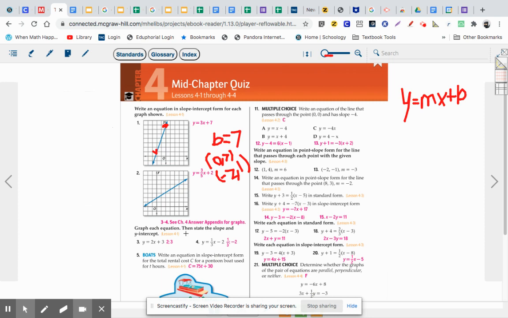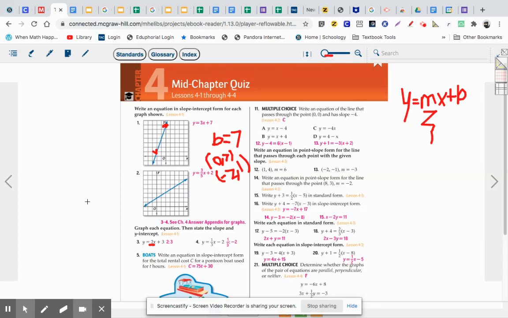Let me move on to this next section. It says 3 through 4, see chapter 4, answer appendix of the graph. No worries about that, because we can graph or know what the graph should be. It says graph each equation, then state the slope and the y-intercept. Because this equation is in slope-intercept form, I know the coefficient of x, which is 2, is the slope. The m represents the slope. The constant in the equation is my y-intercept. So I know the slope is 2 and the y-intercept is 3.